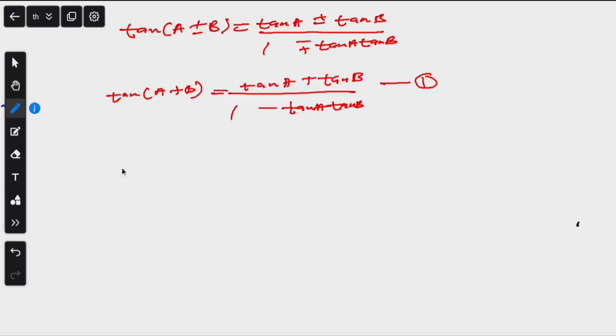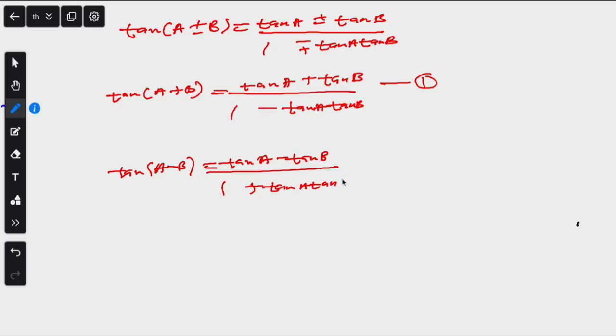The second one is when we're going to use a minus, and then see what we're going to have. If we use a minus, what are we going to have? We're going to have tan A minus tan B, then divided by 1. If we use a minus here we're going to use a positive. So it's going to be tan A tan B. So let me just give you examples on how you can apply these identities so that we can appreciate more.